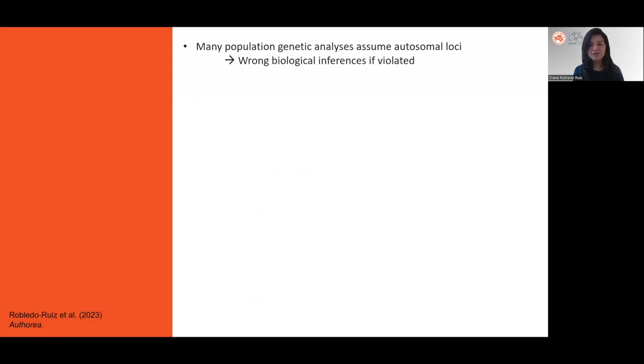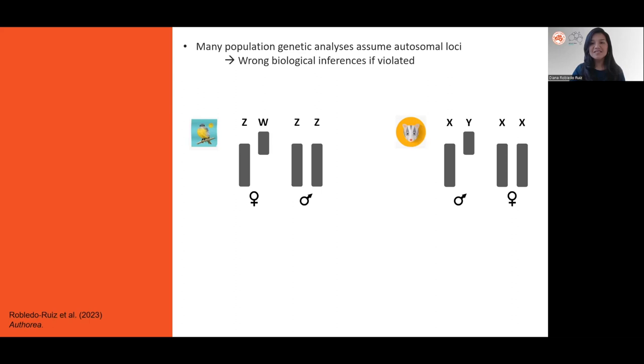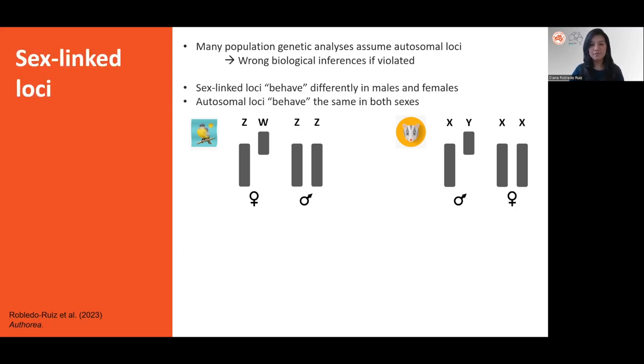There is a different set of loci that should be removed, not because they are low quality, but because many population genetic analyses assume autosomal loci, and if this assumption is violated, they can give wrong biological inference. When using genetic data for species with sex chromosomes, for example, birds and mammals, we need to remove sex-linked loci. Sex-linked loci are those that are found in sex chromosomes and therefore behave differently in males versus females. This contrasts with autosomal loci, which behave roughly the same in both sexes.